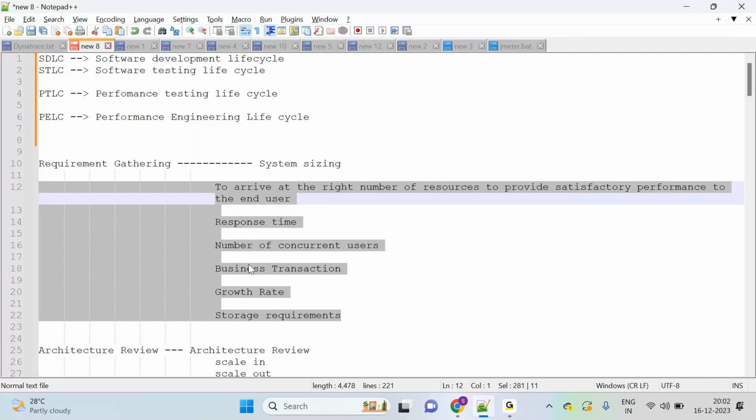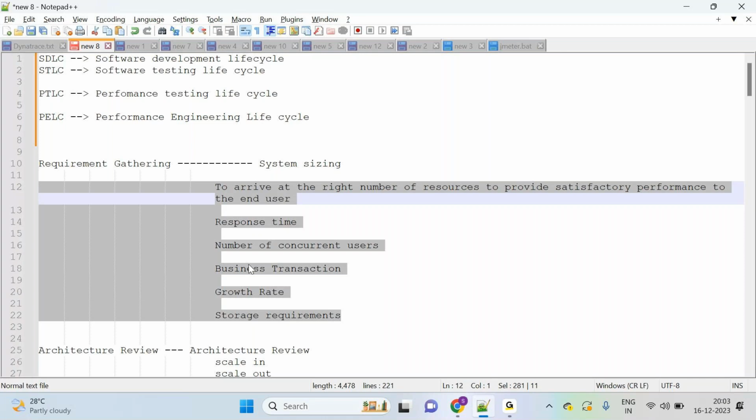Optimization, fine tuning. They have to resolve certain problems. For that, what do they need? They need background about all this information: sizing, response time, concurrent users, transactions, growth, storage. Every piece of information a performance engineer should have. Then only can they either avoid the problem or identify the problem quickly.